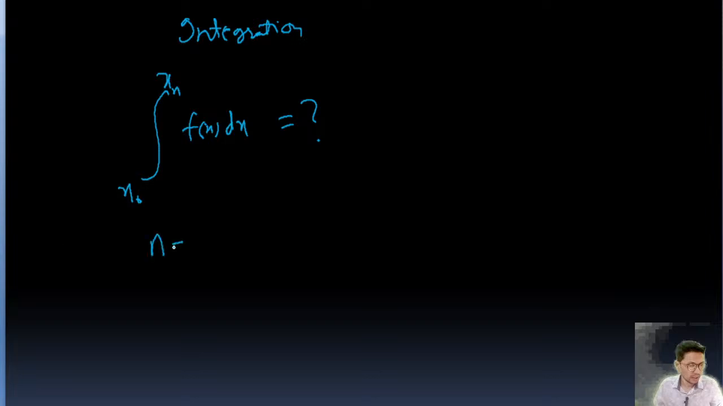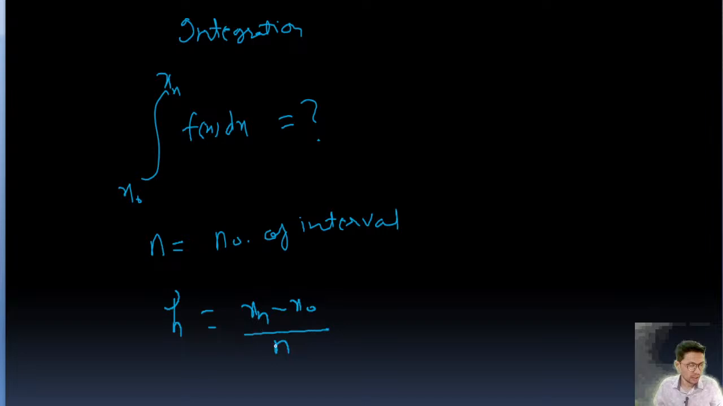If we have any integration from x naught to xn of f(x) dx, that we need to find, first we'll find n, the number of intervals. n is the number of intervals, and the value of h is going to be xn minus x naught upon n. That is the value of h, guys.